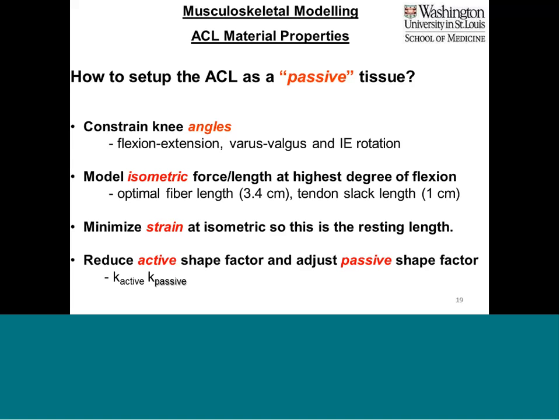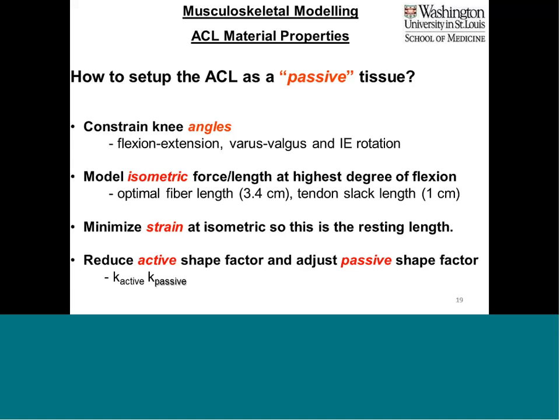You want to make sure that you have proper ranges for these angles. For example, it's surprising how much flexion a subject can go through during impact activities, so I had to make the maximum flexion angle 120 degrees, and the extension was at 10 degrees. The varus valgus and internal external rotation ranges I took from available literature, and they're generally between 10 degrees of varus and 10 degrees of valgus, and the same for internal external rotation.